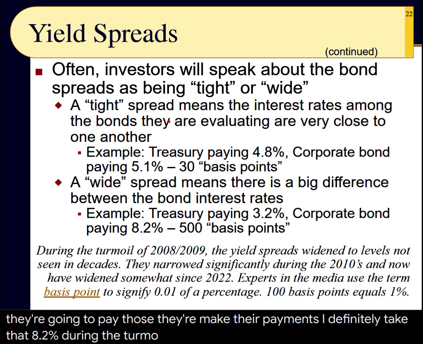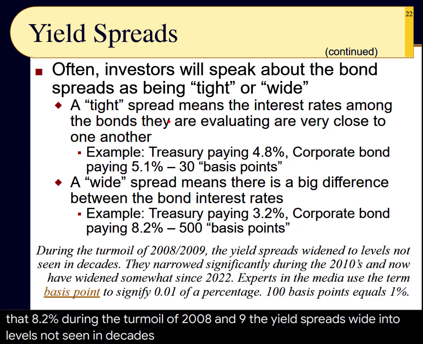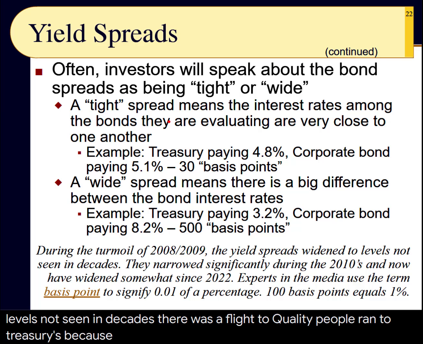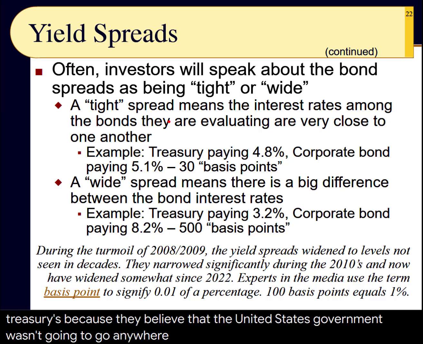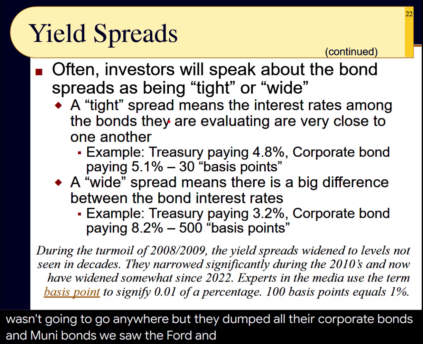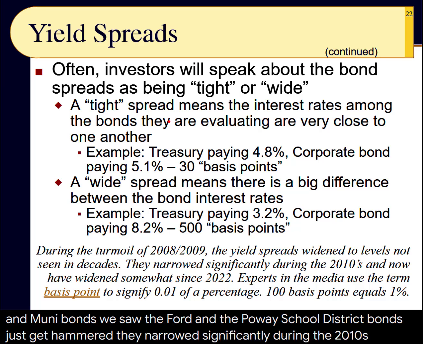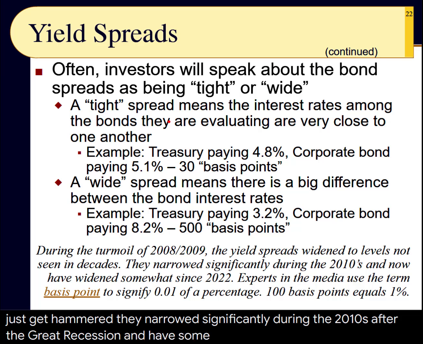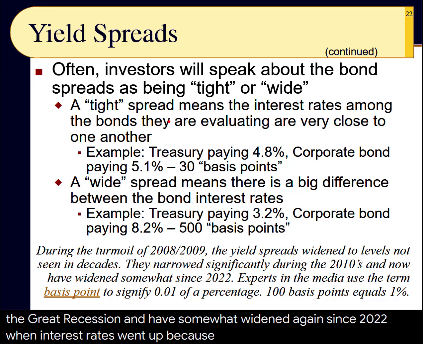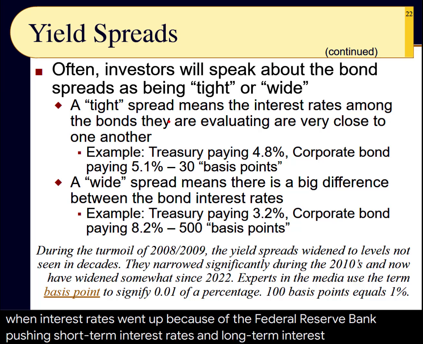During the turmoil of 2008 and 9, the yield spreads widened to levels not seen in decades. There was a flight to quality. People ran to treasuries because they believed that the United States government wasn't going to go anywhere. But they dumped all their corporate bonds and muni bonds. We saw the Ford and the Poway school district bonds just get hammered. Spreads narrowed significantly during the 2010s after the Great Recession and have somewhat widened again since 2022, when interest rates went up because of the Federal Reserve Bank pushing short-term interest rates, and long-term interest rates went up.